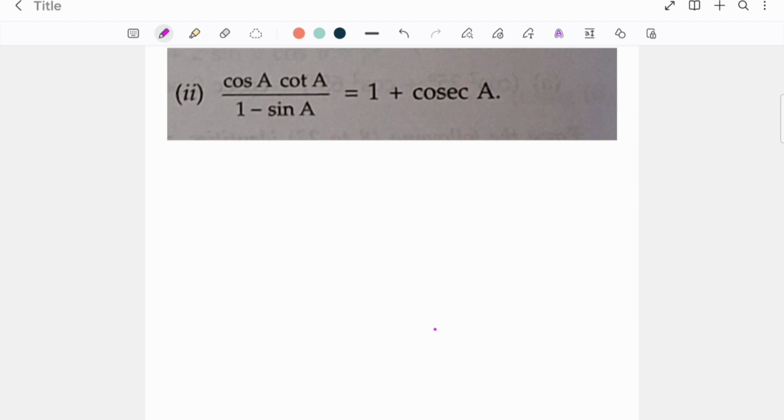It is given as LHS, this side, cos A into cot A by 1 minus sin A. So from here we are trying to reach the RHS. Let's see. So starting from LHS.